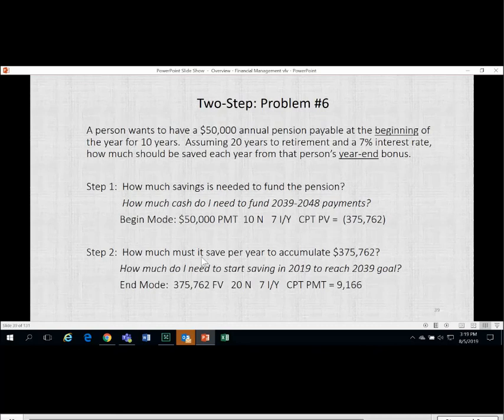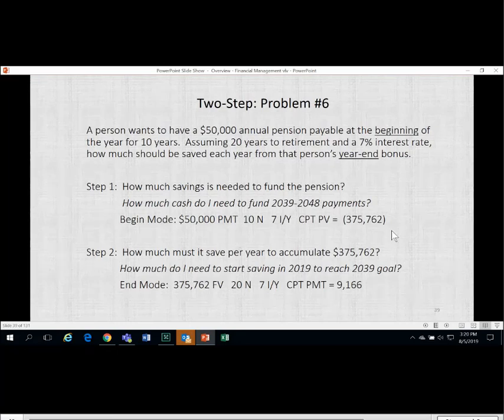So step two, let's go back and ask, how much do we need to save per year to accumulate that? Let's come on back to the present. We're back in 2019, and we're saying, I need $375,000 in my savings account at the beginning of 2039. And I'm going to save my year-end bonus to get there. First thing we want to do is clear our calculator, because when we solved all this and got this 375,000, there's a number stuck down in the registers.